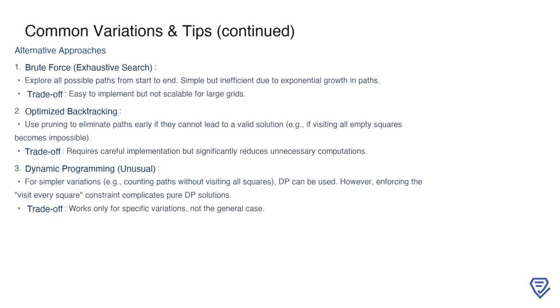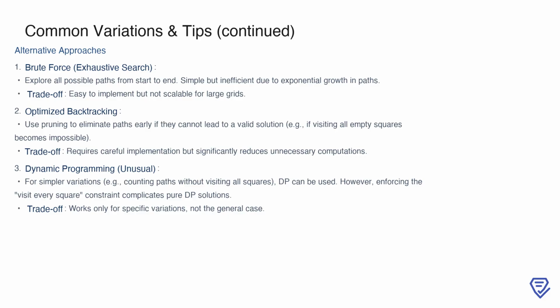There are also alternative approaches to solving this problem. The brute force method, or exhaustive search, involves exploring all possible paths from the start to the end. While this approach is simple to implement, it becomes highly inefficient as the grid size increases due to the exponential growth in paths. A more practical approach is optimized backtracking. By employing pruning techniques, you can eliminate paths early if it becomes clear they can't lead to a valid solution, for instance, if visiting all empty squares becomes impossible. While this requires careful implementation, it significantly reduces unnecessary computations.